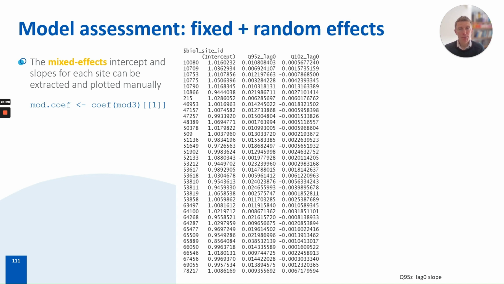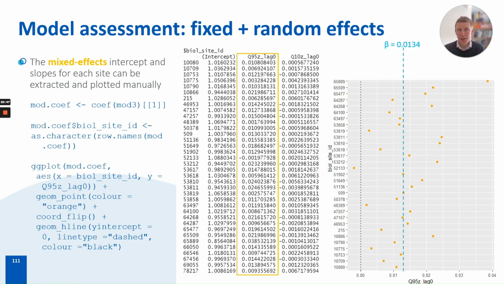Again, those mixed effects estimates can be extracted fairly readily from our model using the coef function. So we apply the coef function to extract the coefficients from our model, and the double square brackets just extracts the first element of that list, which gives us the intercept and the two slopes for each of the 36 sites in our data set.